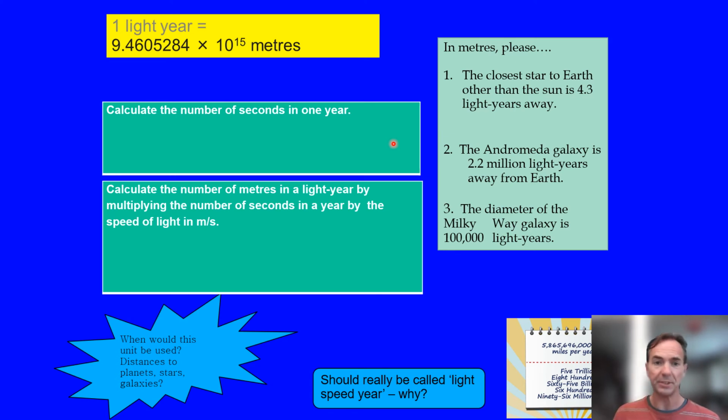And then calculate the number of meters in a light year by multiplying the number of seconds in a year by the speed of light. So therefore you just do those together and you end up with that rather large number at the top, which is 10 to the 15 meters.